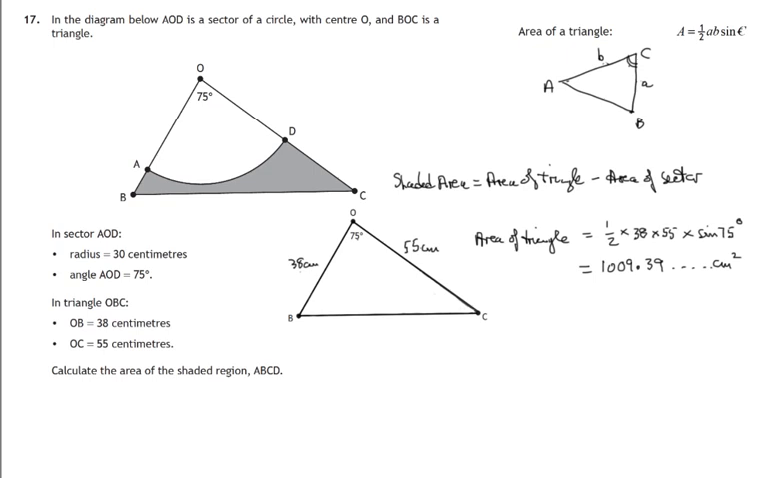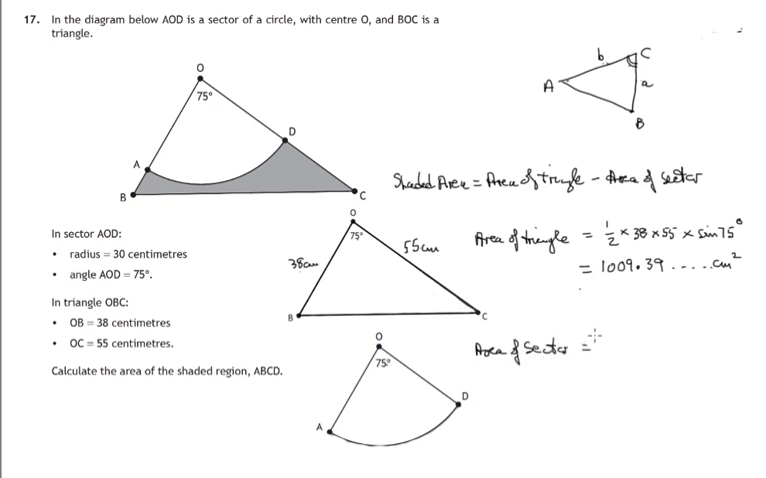Now let's have a look at the sector. There is the sector, and it's part of a complete circle, and it's easy enough to find the area of a whole circle. It's pi r squared. So what fraction of the whole circle is this sector? Well, the clue is in the angle. We have 75 degrees compared with the whole angle, which would be 360 for the whole circle.